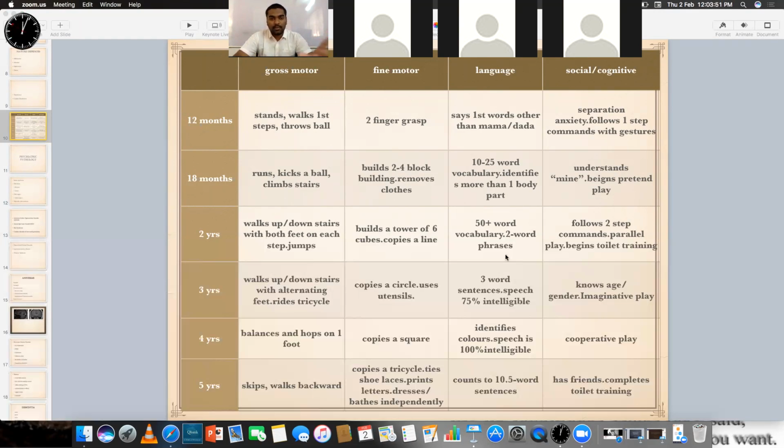Okay, so that is 2 years. Then at 3 years, he can walk upstairs and walk downstairs with alternating feet, like one foot on each step, right? So they can alternate between the steps. And now at 3 years, tricycle, okay? Then he can copy a circle at 3 years. It might not be a triangle, but close to a triangle, okay? It's not clearly drawn, and he can kind of make a circle at 3 years of age, okay?